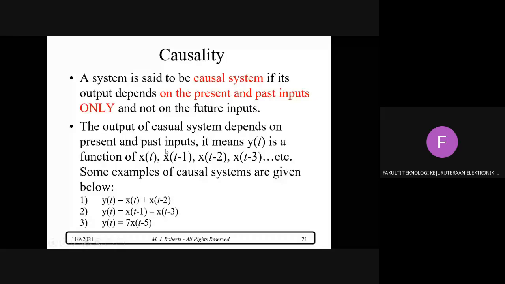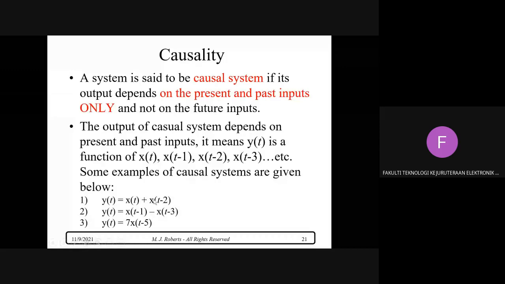I want to talk about causality. We say that a system is a causal system if the output depends on the present and past input only, and not the future inputs. So this example of 1, 2, 3 is an example of a causal system. You have y(t) as the output and x(t) as the input, showing the relationship between output and input. So this is a system.